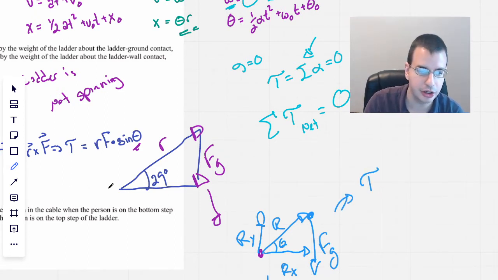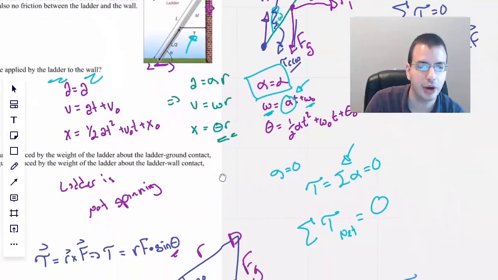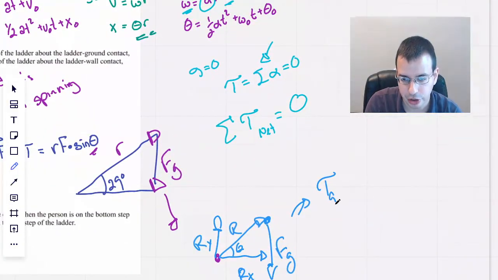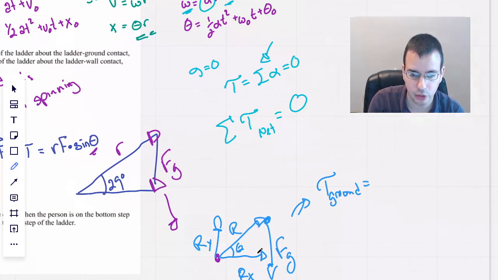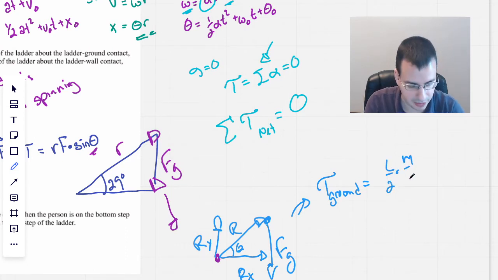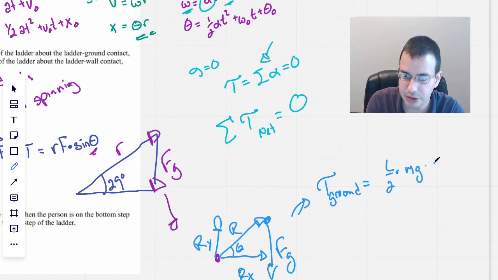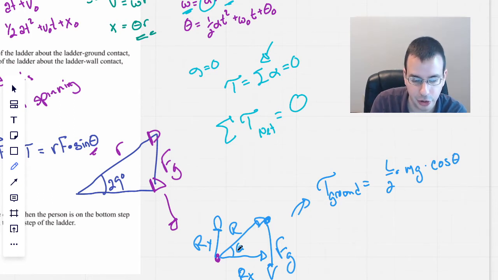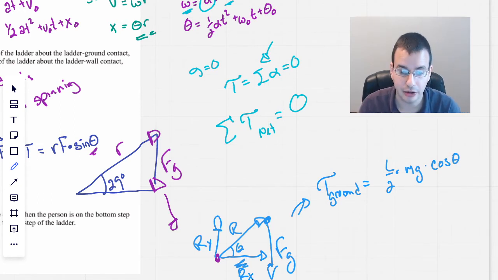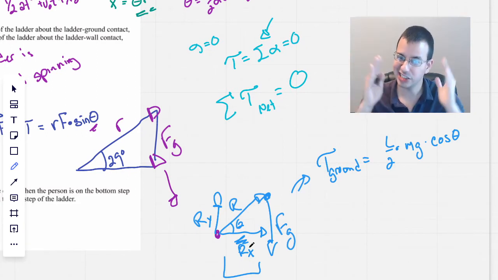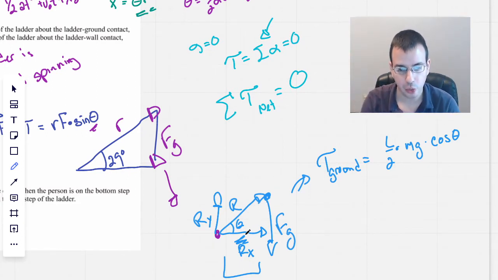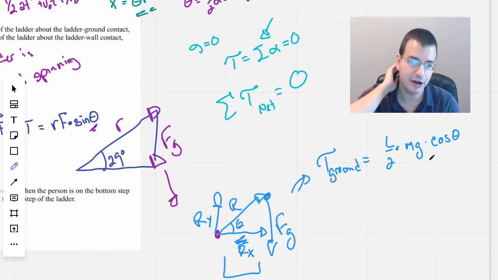So torque, I'm going to call this torque ground. That's good. Torque ground will equal, this will be R, which will be L over 2, times the force, which will be mass times gravity. And that will be times cosine of theta. So cosine here gives us this side down here. So with this Rx, this radius that's the perpendicular component, we have this portion times Fg, which is how we get the mg cosine of theta.